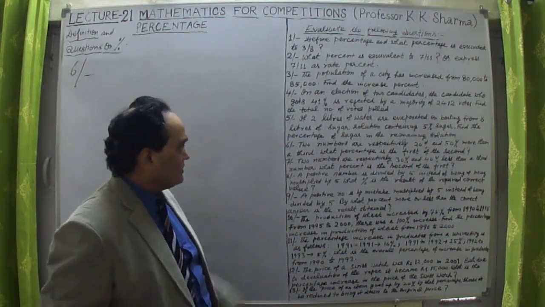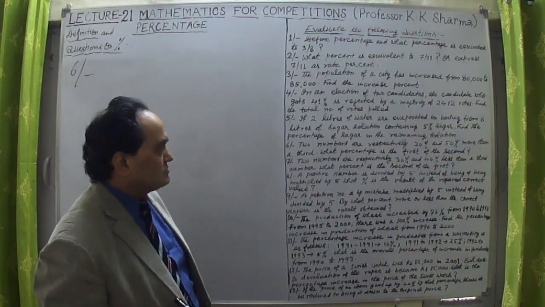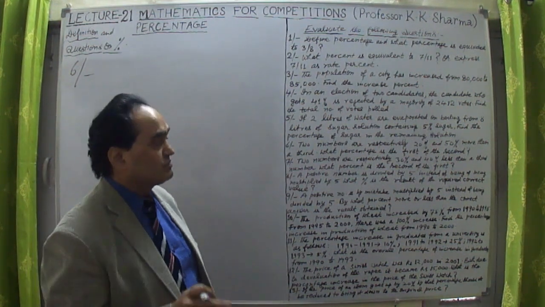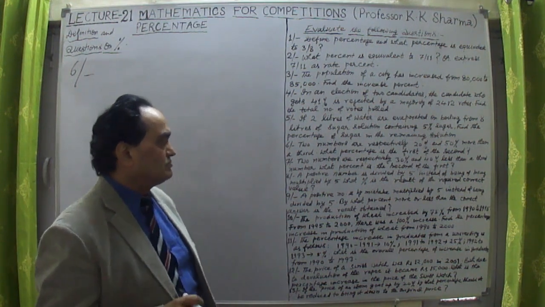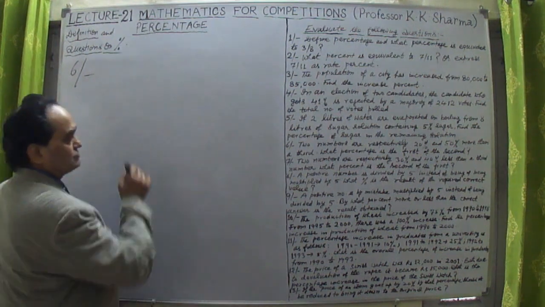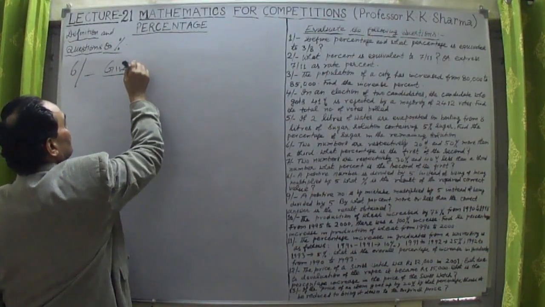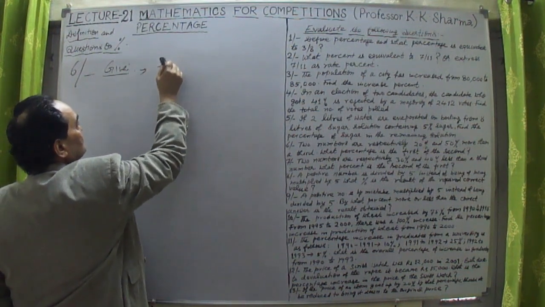Now it says that two numbers are respectively 20% and 50% more than a third number. What percent is the first of the second? Let us find out what is given to us. So we are given two numbers.